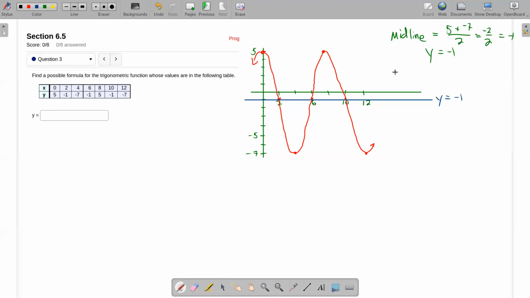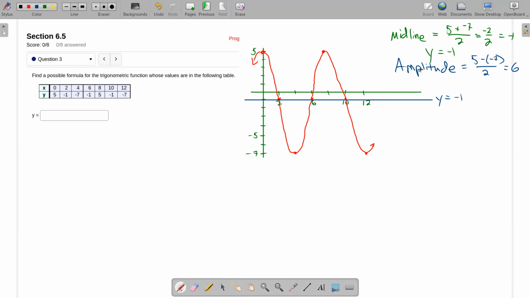The amplitude of this, right? That's the distance from the midline to the max, or the midline to the min. So to find that one, we just find half the distance from the top to the bottom. So that would be take 5, subtract -7, divide by 2. So 5 minus -7 is what? 12, divide by 2 is 6. And yeah, that looks right, right? -1 to -7 is 6, -1 to 5 is 6. So that seems good too.